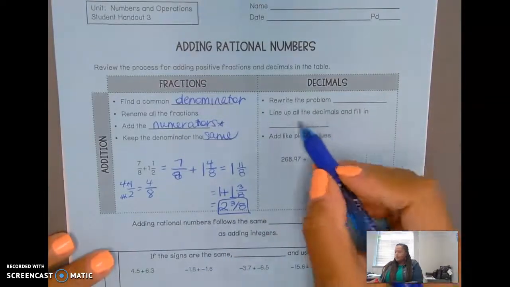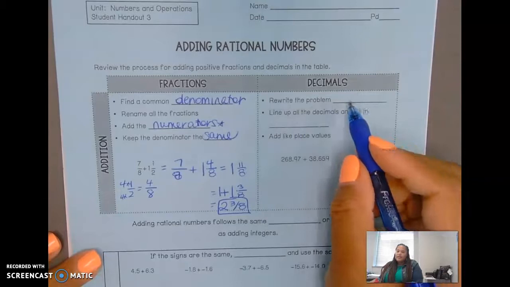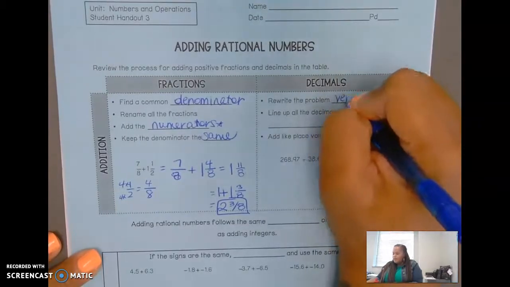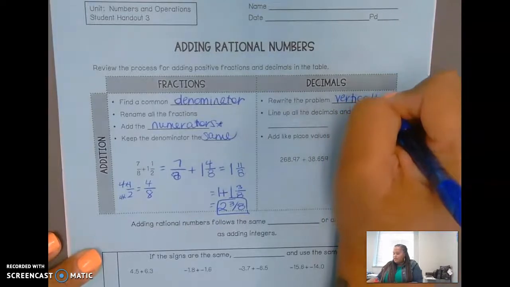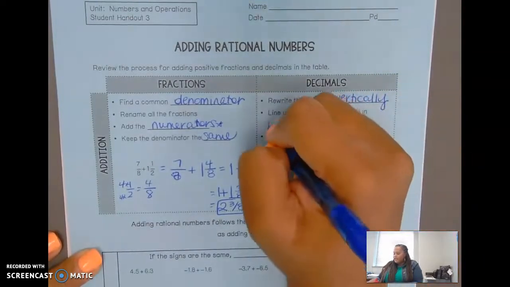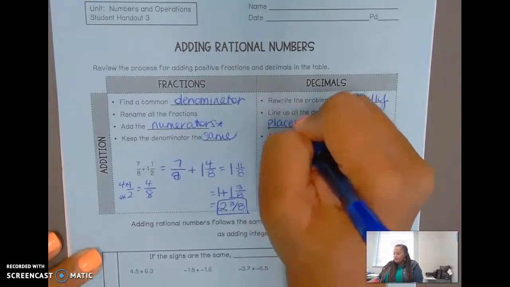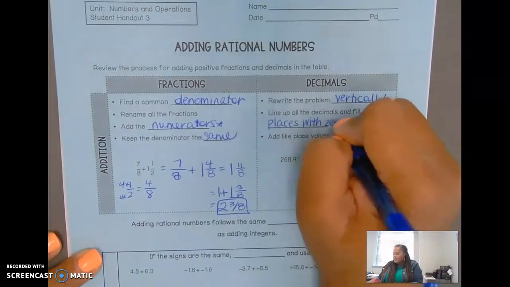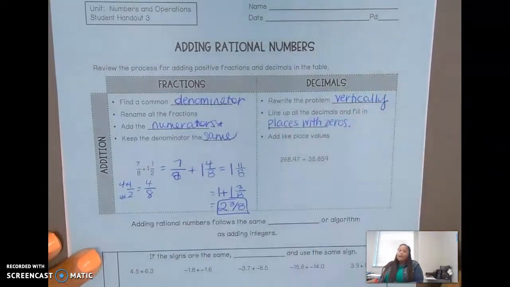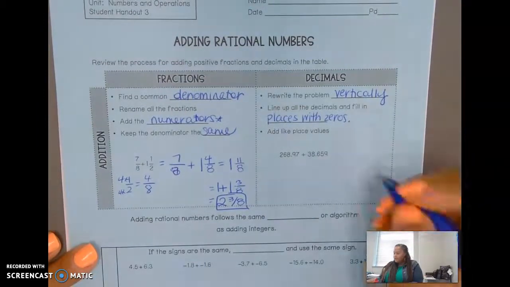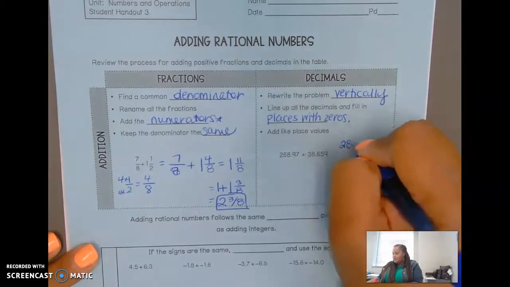Then we're going to rewrite the problem for decimals. Rewrite the problem vertically. That means one number on top of the other. We'll line up all the decimals and fill in places with 0. I know this is only one blank, but we got to be specific here with zeros, I'm sorry. And then we'll add like place values. So we'll add the common place values or the similar place values.